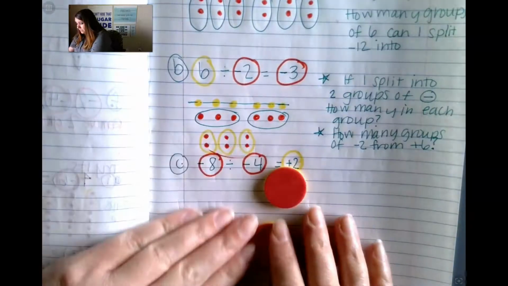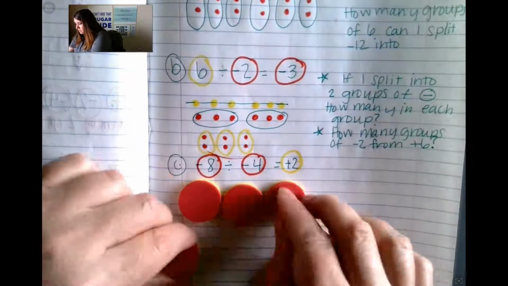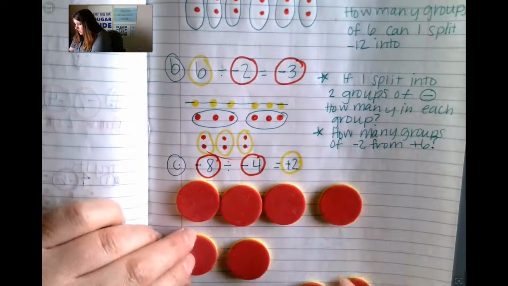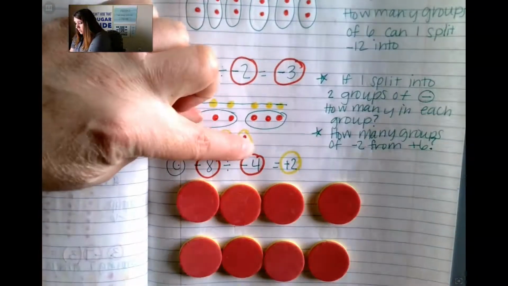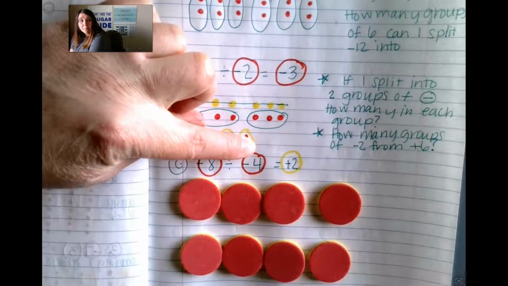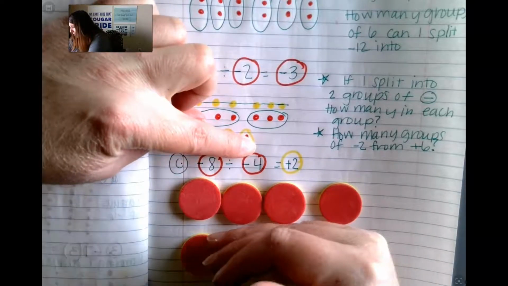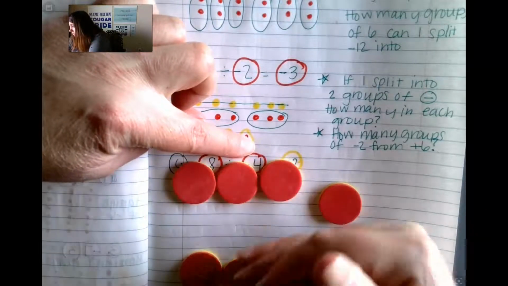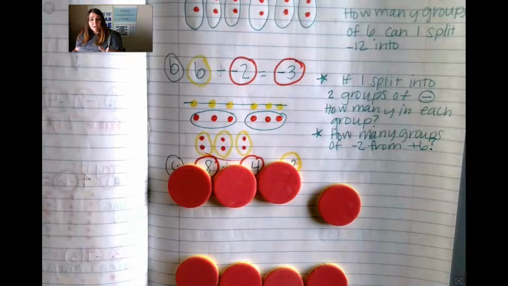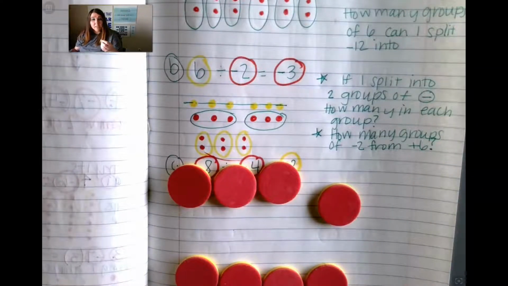So again, if I had -8 and I wanted to make groups of -4, how many groups of -4 am I making? Here's a group and here's a group. I made 2 groups of -4. So the 2 would be positive because it's 2 positive groups.